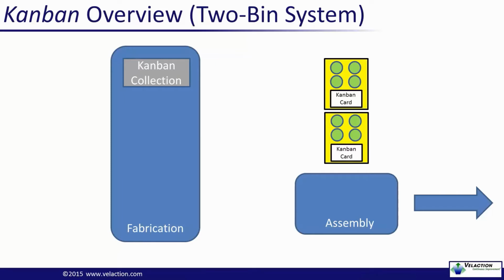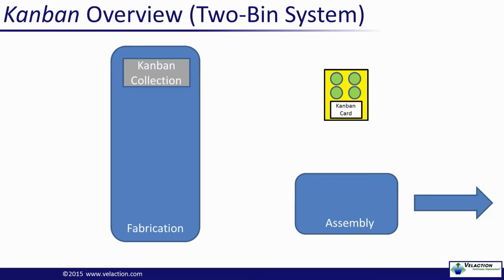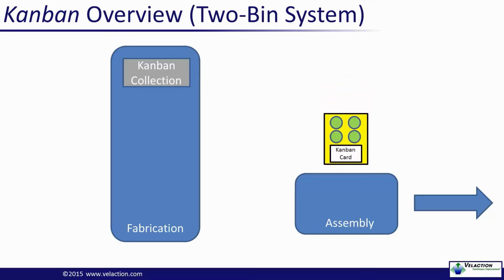Imagine you are in an assembly area and you pull a component from a bin of parts. You would install this item and then give your work to the next process in line. You would repeat this until the bin is empty. At this point, you would remove the Kanban card from the bin and send it to the defined Kanban collection point. You would then remove the empty first bin and start pulling from the second full bin. You then continue to produce as normal.